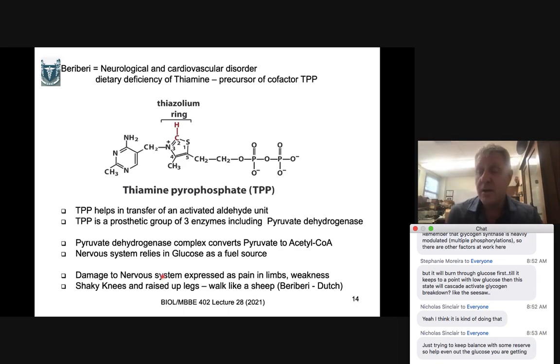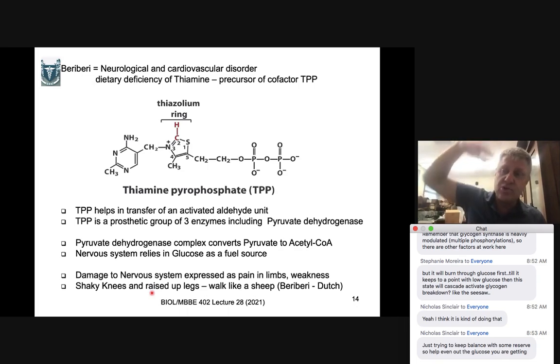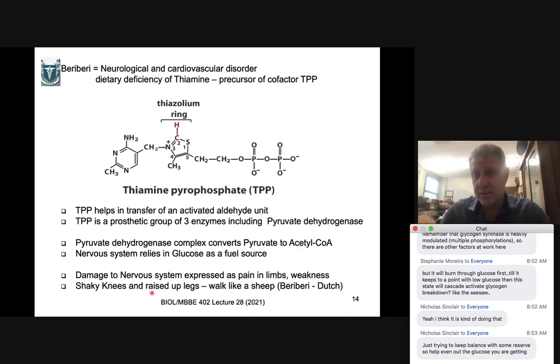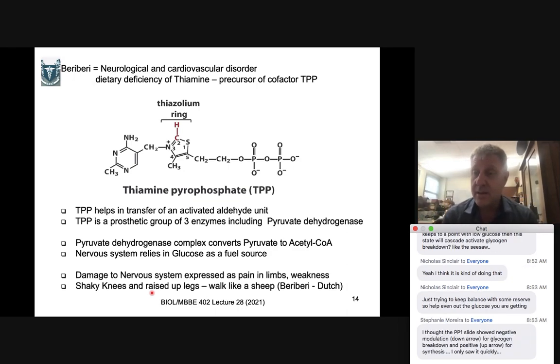There's usually a lot of pain in the limbs and weakness, and shaky knees, and the legs raise up automatically, uncontrollable. And beriberi is Dutch for walk like a sheep. Now, I don't know how sheep walk, really. Most probably kind of stagger a little bit because of their little legs and their large bodies. But I think that's how they basically equated the disease from an observational purpose.